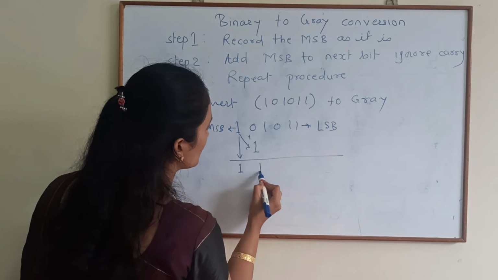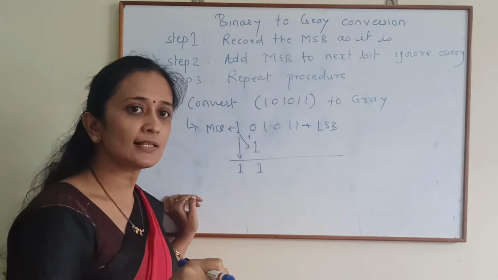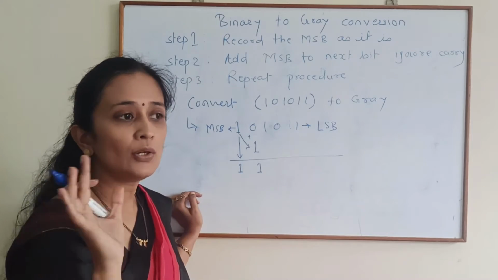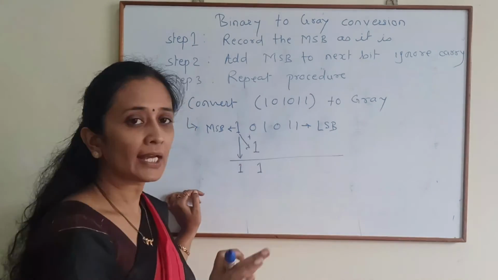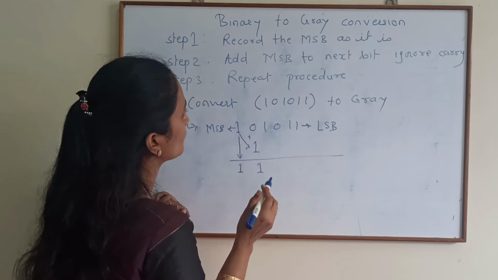0 plus 1, 1. And what is next? Ignore carry. If carry is there, don't take that carry. Ignore that carry. In this example, carry is not there. Therefore, 0 plus 1 is 1.